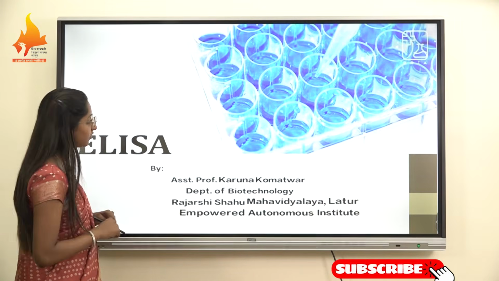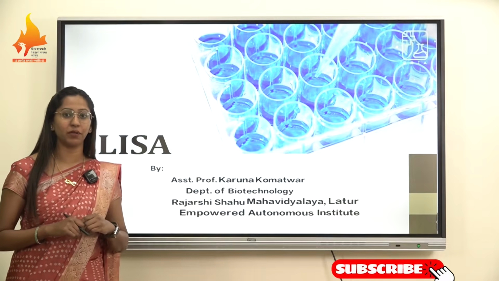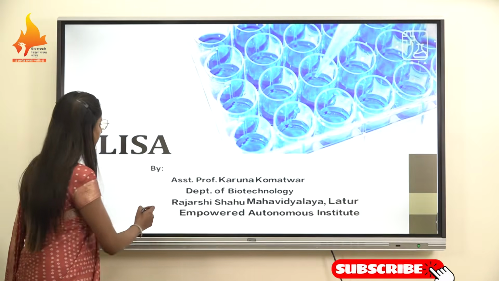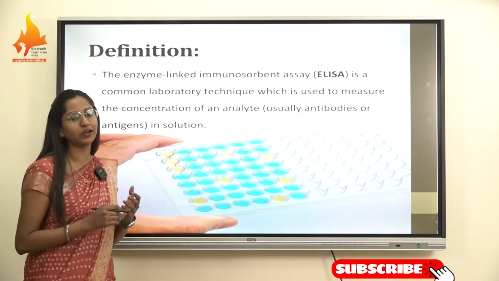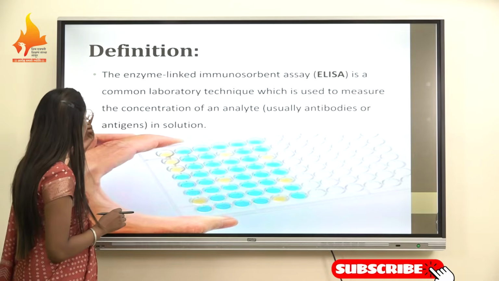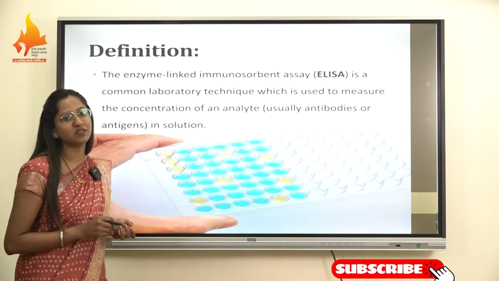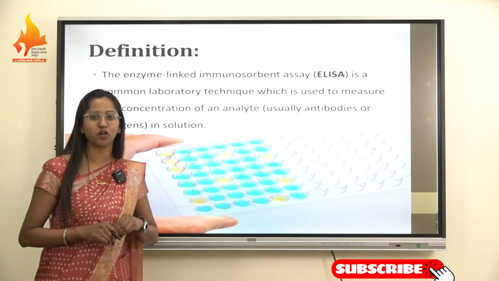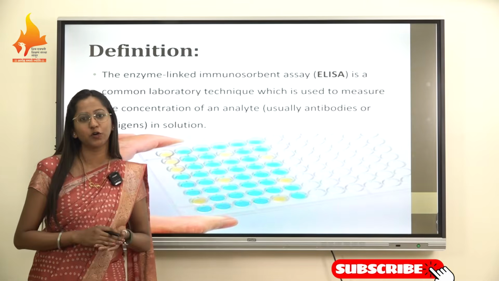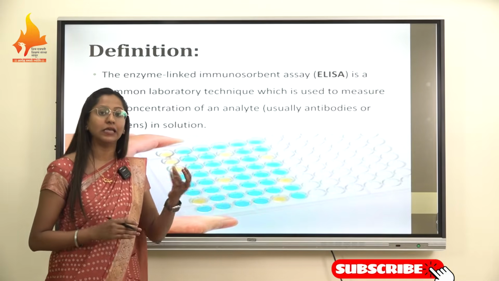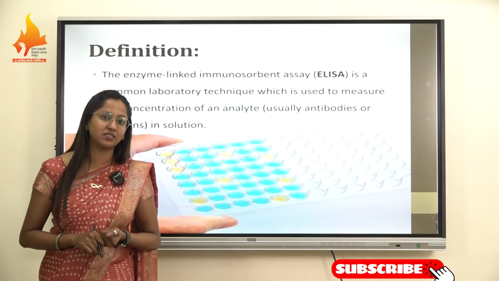So today in this video lecture, we are going to study the topic entitled ELISA. Moving forward to the definition, what is the full form of ELISA? ELISA means enzyme-linked immunosorbent assay, which is a technique specifically used to measure the concentration of either antibody or antigen present inside a body.